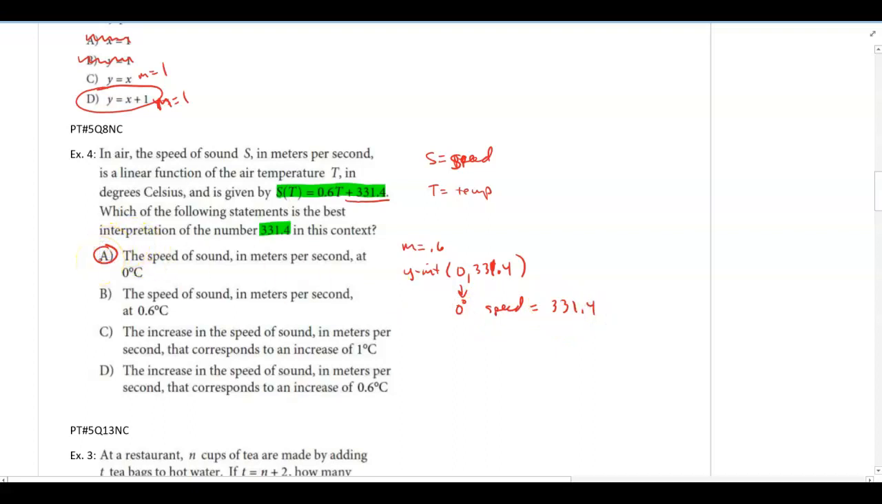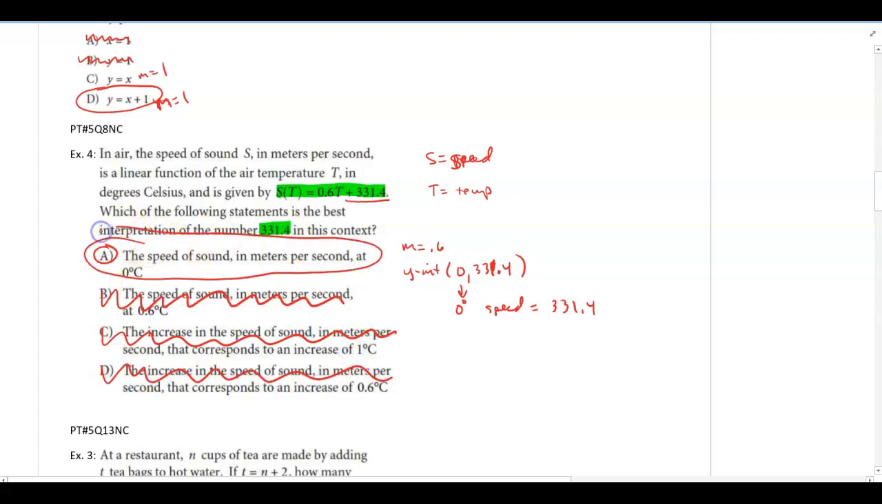I'm just going to read the rest of the answers to make sure there's not a better choice. The speed of sound in meters per second at 0.6 degrees Celsius. Remember, 0.6 is how much the temperature goes up, right? So that is more slope related. The increase in speed of sound in meters per second that corresponds to an increase of 1 degree. This kind of represents slope too, so that can't be it. The increase in speed of sound, remember, this doesn't tell you how much it goes up or down. It's like the baseline. So right away, it can't be D. So letter A would be your choice.